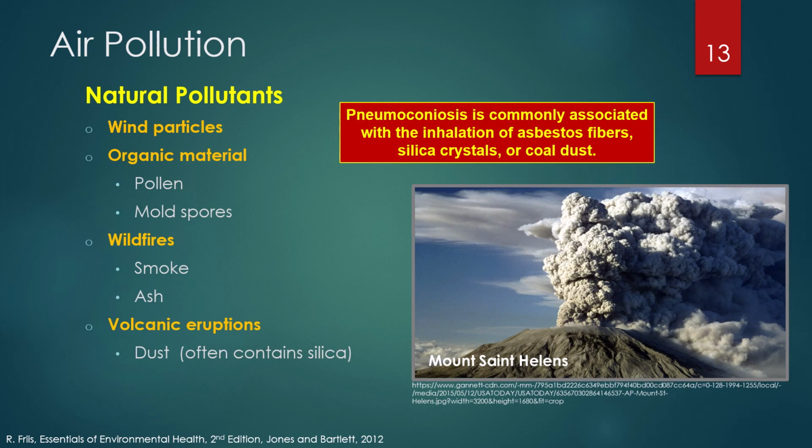Natural pollutants include airborne particles produced by wind, organic material from plants and animals, including pollen, mold spores, smoke, and ash from fires ignited by lightning strikes, and ash and dust from volcanic eruptions, like that from Mount St. Helens in 1980. Volcanic dust often contains silicate crystals.